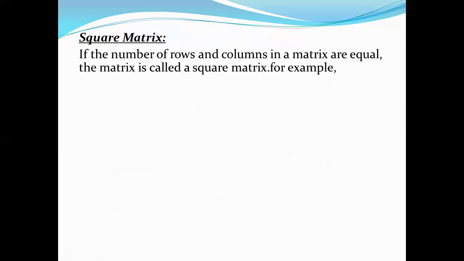Square matrix. A matrix in which the number of rows and columns are equal is called a square matrix. For example, A equal to 1 minus 3 0 2. Here we can see that there are two rows and two columns. That's why number of rows and columns are equal. That's why it will be called the square matrix.